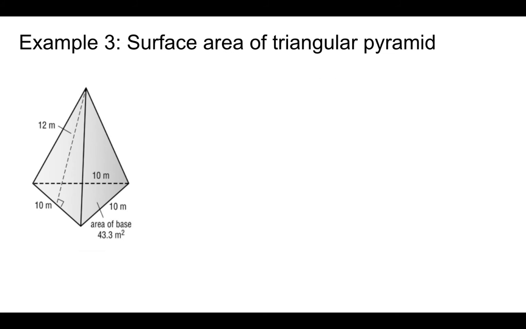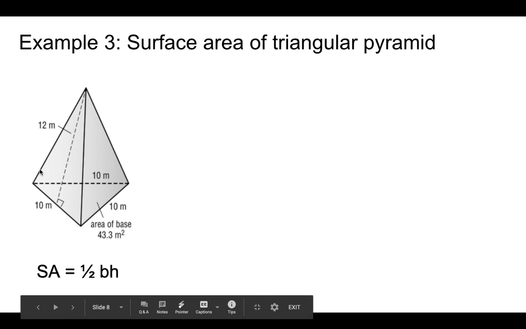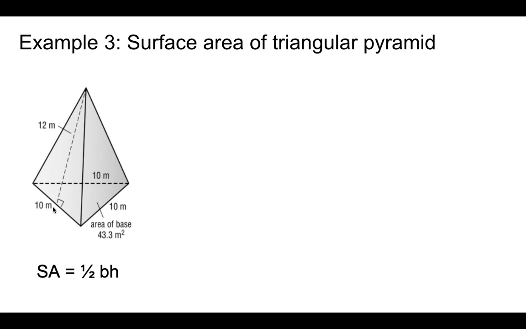So let's do an example. If we have the surface area of a triangular prism, well, look, we're told the area of the base here. It's 43.3 meters squared. And now we have 3 of the same face. The base is 10, and the height of this side, this is called the slant height, helps us find the area of one of these sides. So remember, the area of a triangle is 1/2 times the base length times the height of the triangle.